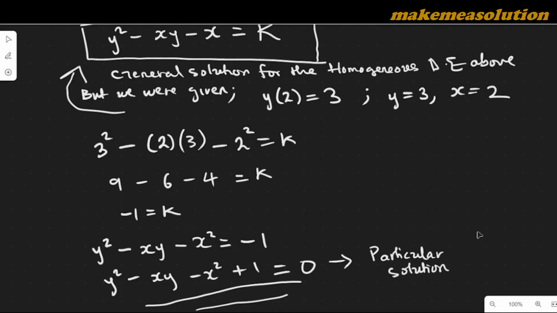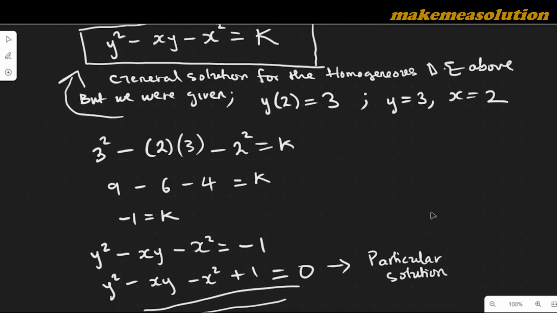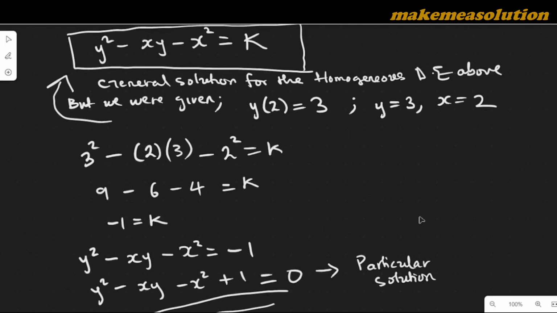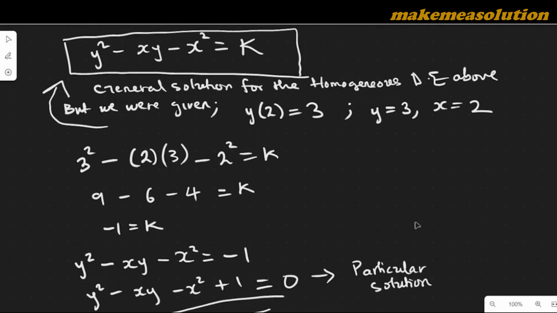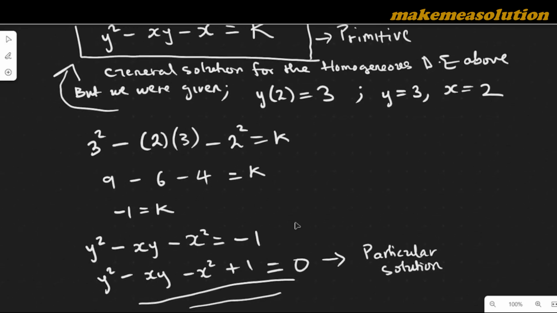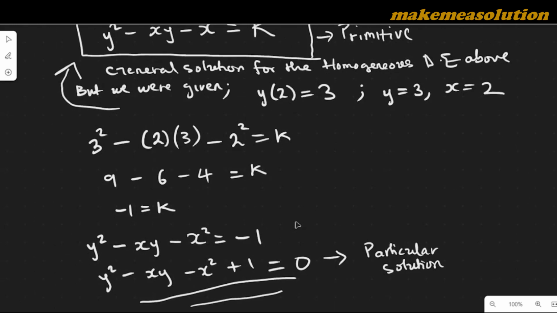So you can see now that the initial condition given helps us to go from our general solution, which is also called the primitive, to our particular solution. Is that okay? So our particular solution is the answer for this particular case.